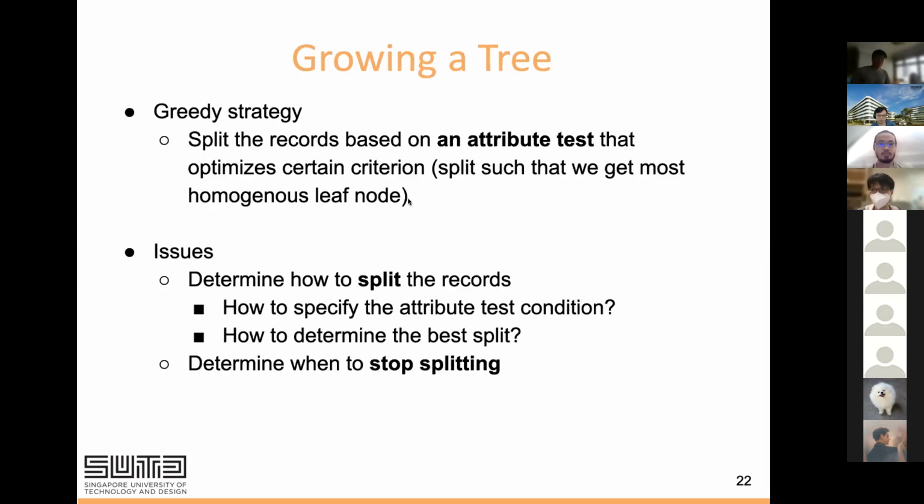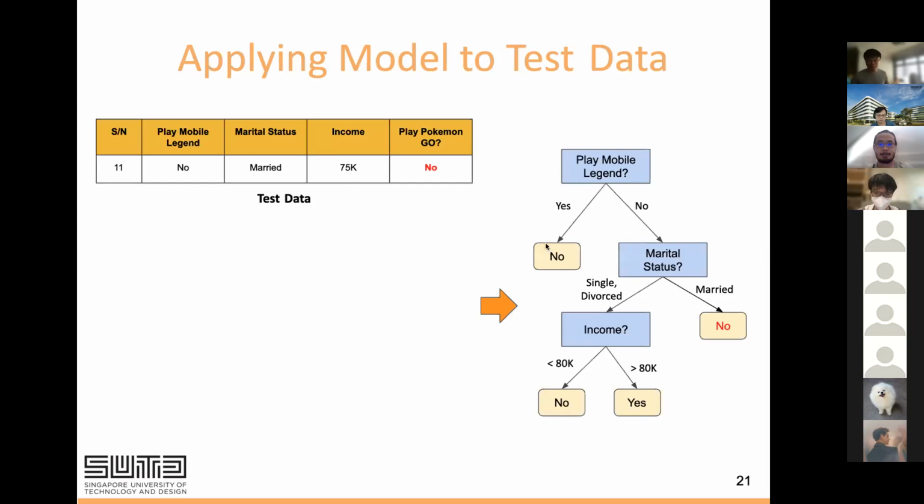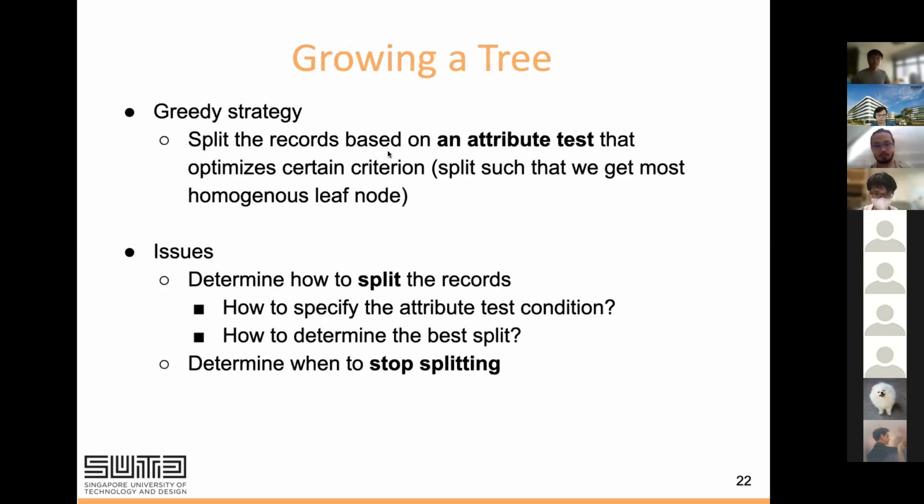Okay, so first of all, to grow the tree, we can take a greedy strategy. The greedy strategy is that we split the records based on the attribute test that optimizes a certain criterion. The criterion here would be that we want to have a split where the leaf node is homogeneous, which is that all the records in this leaf node are of the same class. That's what we want: homogeneous, pure classes. So that's the greedy strategy that we'll use.